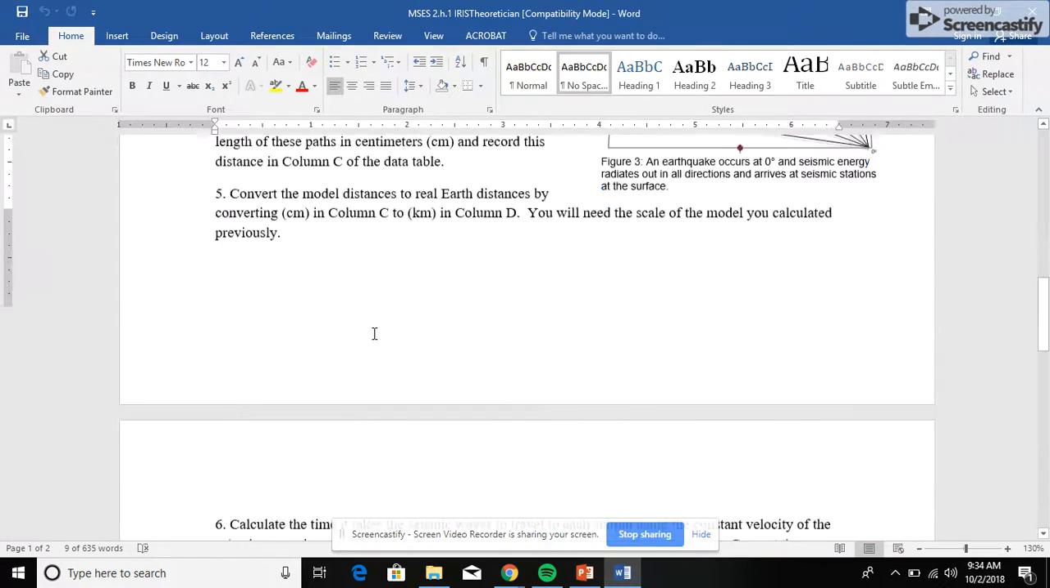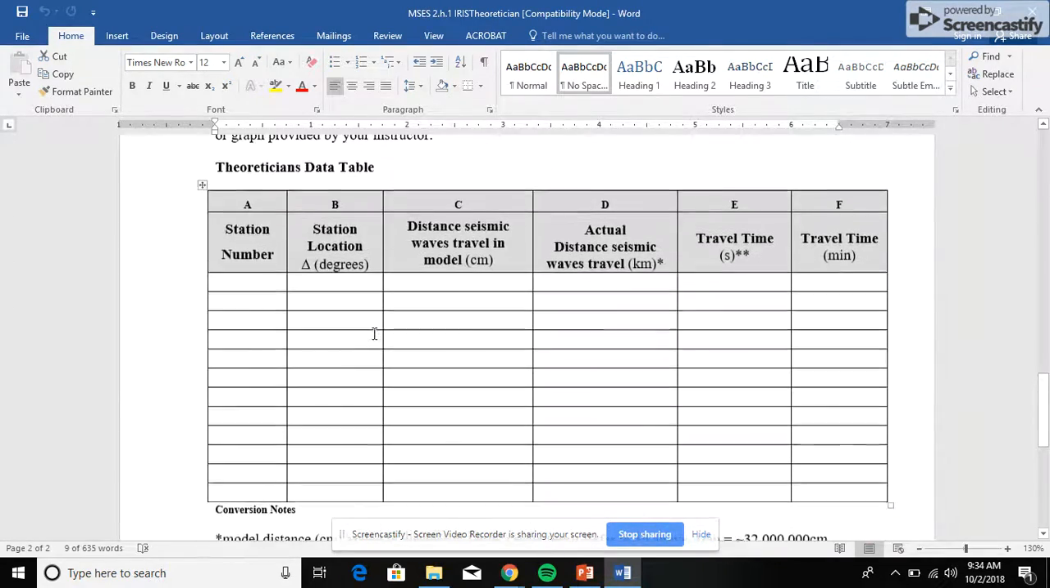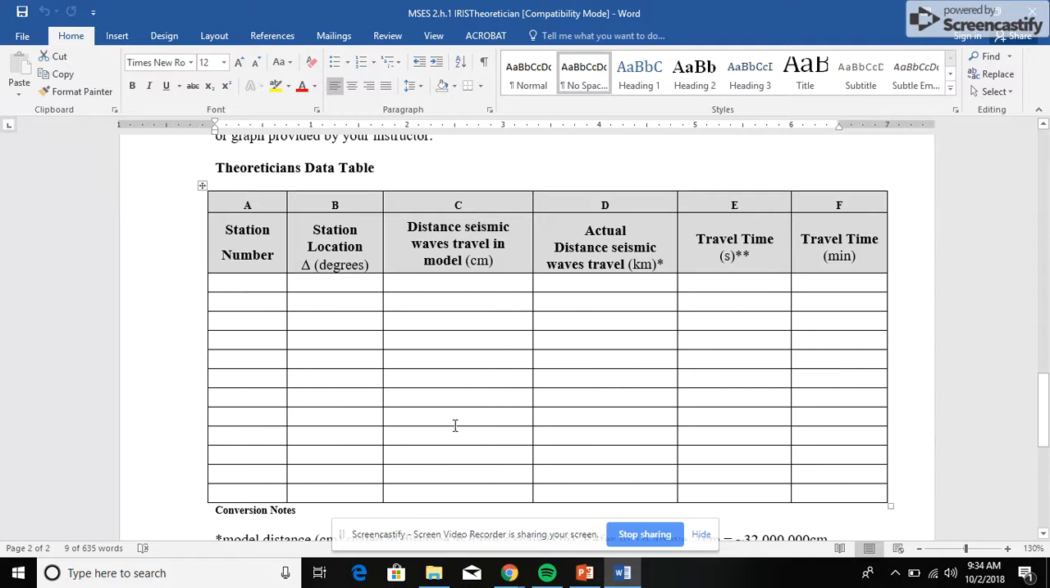Then what you do is take all of the centimeters that you have in column C and multiply them by 307 to get the kilometers for column D. So you're taking all of the values for column C, multiplying them by that scale that you had in the background information, and you're putting that answer here. Please round to the nearest hundredth place. Look at your rounding carefully so that you don't make a mistake.